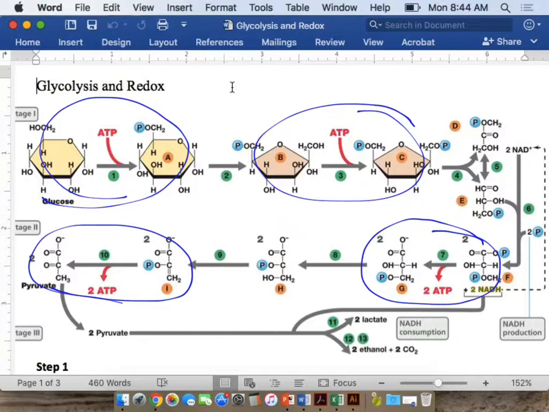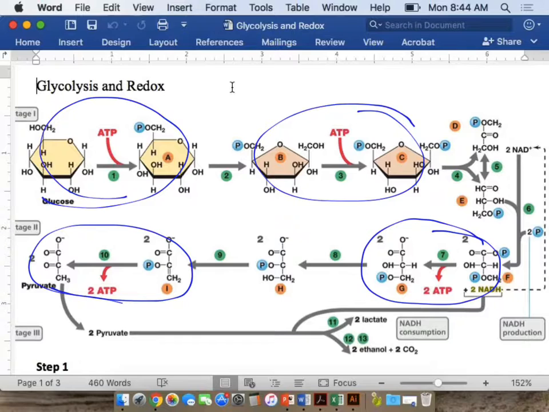Okay. How many ATP in total do we form? And I'm meaning here net total. Just 2, right? We put 2 in the first and third steps. We get 2 out in step 7. We get 2 out in step 10. 4 minus 2, 2. Okay. So 2 ATP total. Let me pause there. Any questions with the kinases?